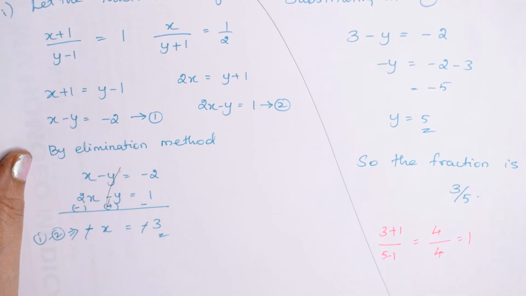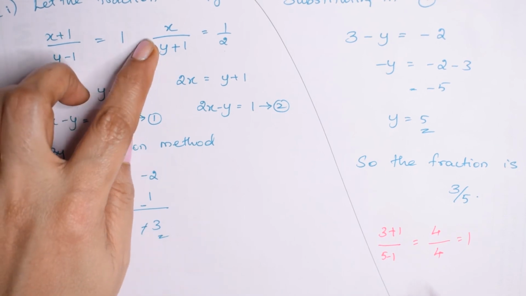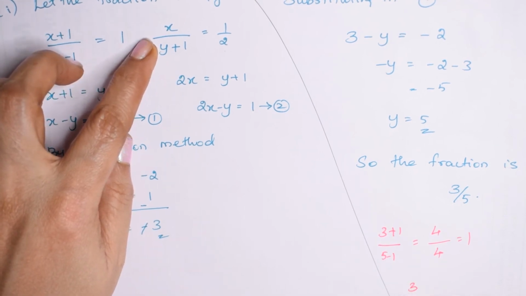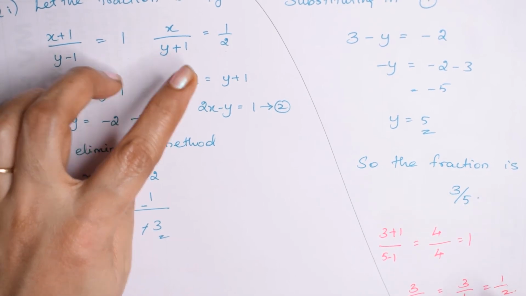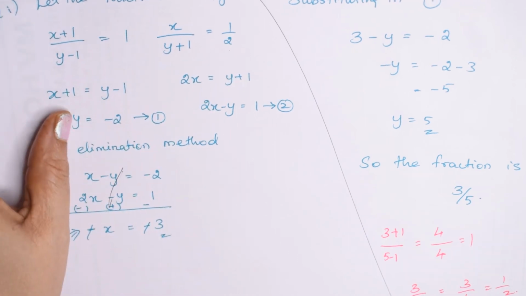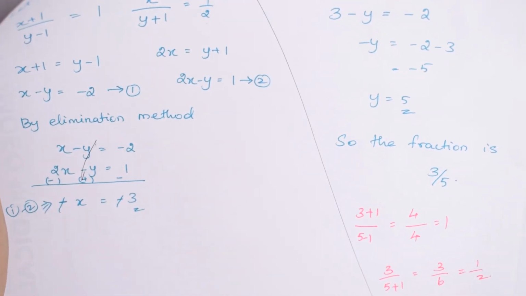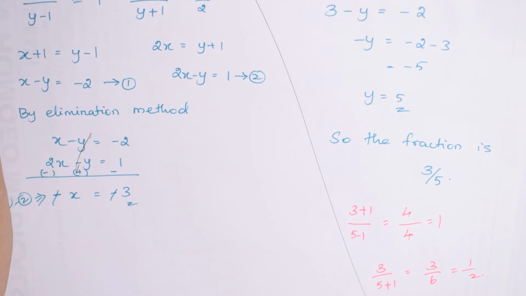We will check in the second equation also. So x by y plus 1, x is 3 and y is 5. So 3 by 6 is equal to 1 by 2. So I got it right. Even in the second equation also I got it right. This is how we can cross check your answer in a statement sum.